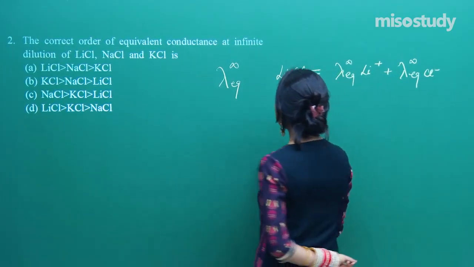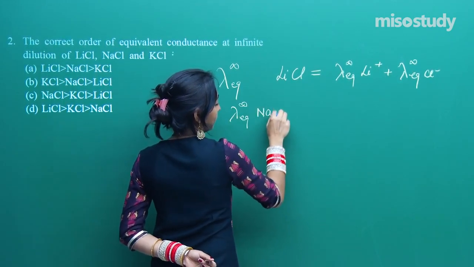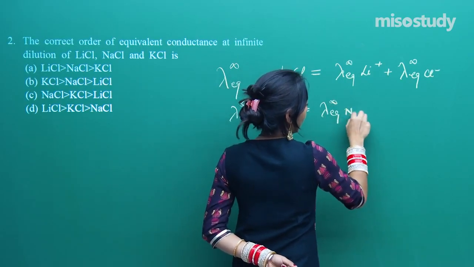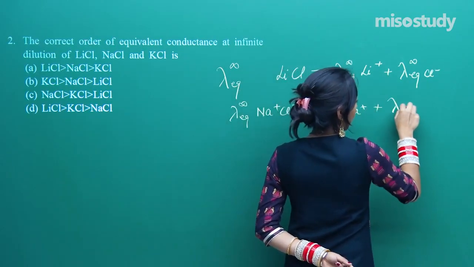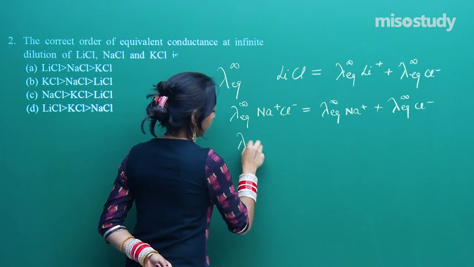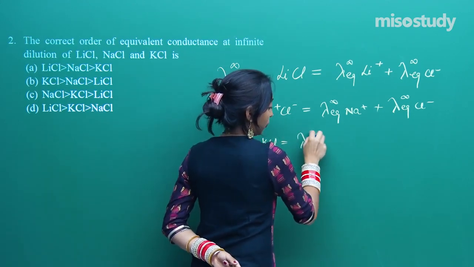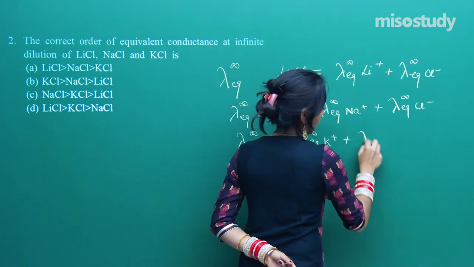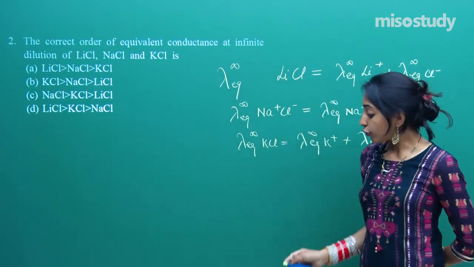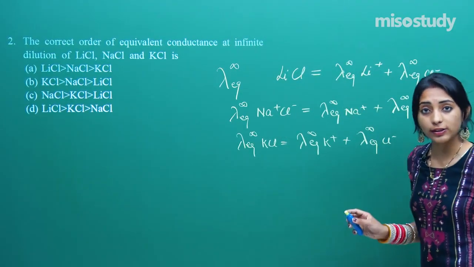Now we have NaCl, so let me just write for all. Lambda EQ infinity for NaCl will be equal to lambda EQ infinity of Na plus plus lambda EQ infinity of Cl minus. And the last one is KCl, so lambda EQ infinity of KCl is equal to lambda EQ infinity of K plus plus lambda EQ infinity of Cl minus. Am I right?